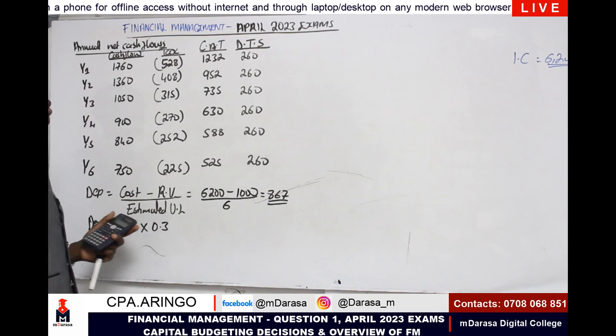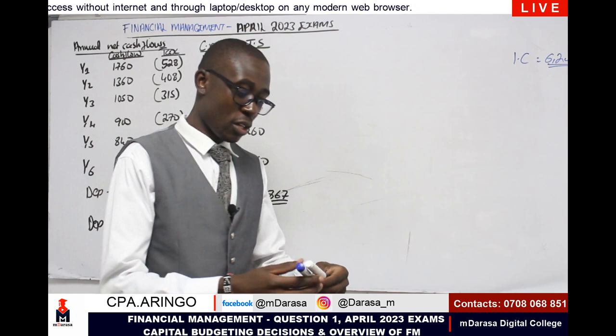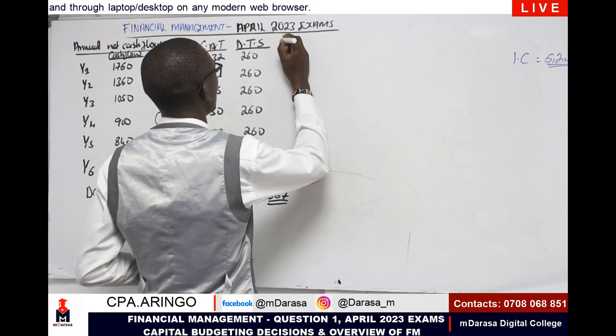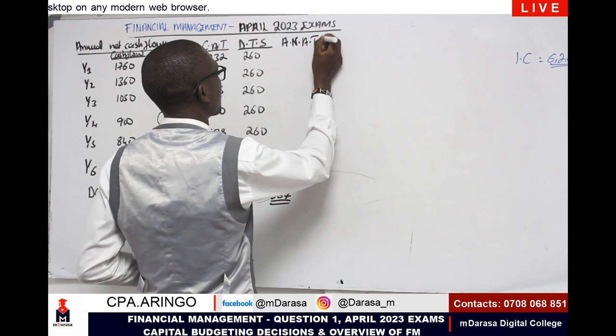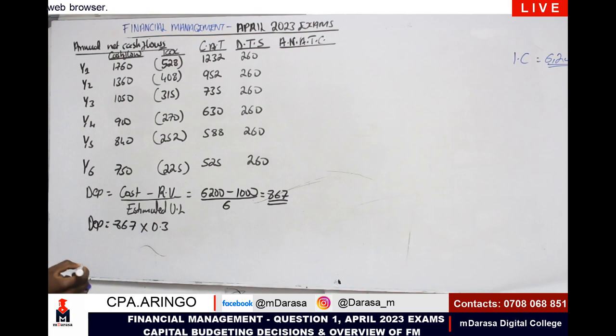So this depreciation tax shield, we need to add it. We need to add that depreciation tax shield, so that at the end of the day, my good students, I can have what you're going to refer to as annual net after tax cash flows. Annual net after tax cash flows. So this is what we are also going to use when we'll be computing our NPV, right?